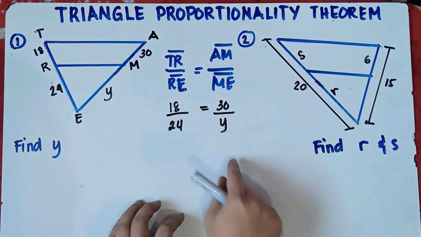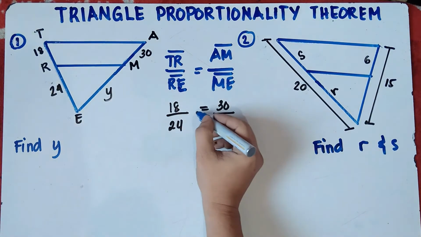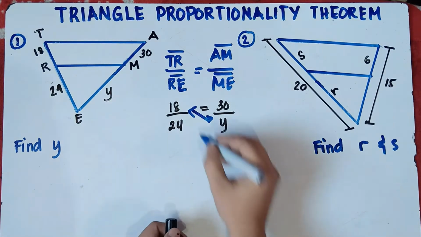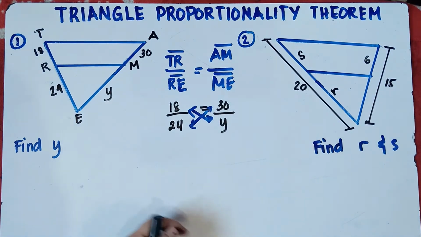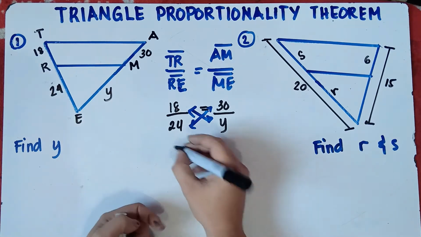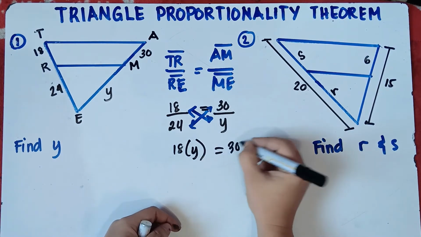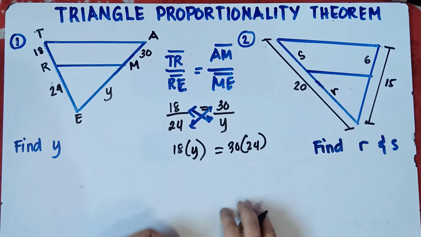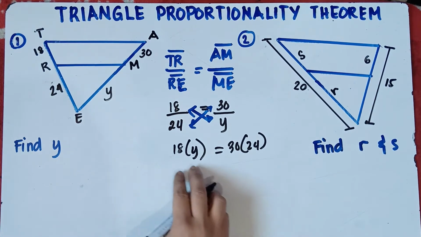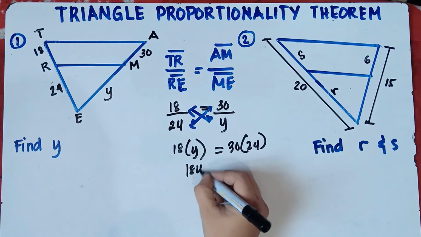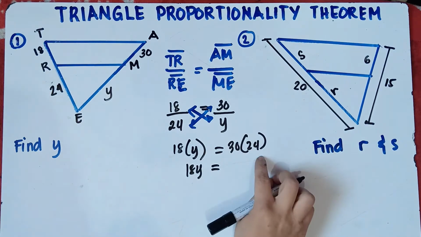So if you multiply this one directly, let's do that. So 18 times y and then 24 times 30. So this will be 18 times y is equal to 30 times 24. Imagine, class, these are large numbers, so this will be more complicated. So 18y is equal to 30 times 24.